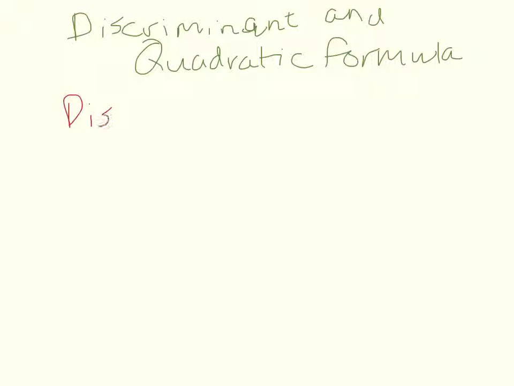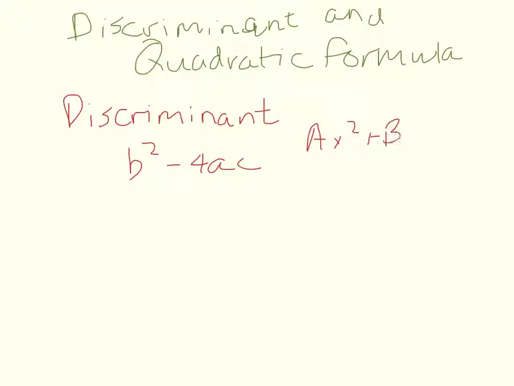The discriminant tells us about the solution to our quadratic equation. And the discriminant is b squared minus 4ac. And you get the a, the b, and the c from the quadratic equation in standard form. So you got ax squared plus bx plus c equals 0.